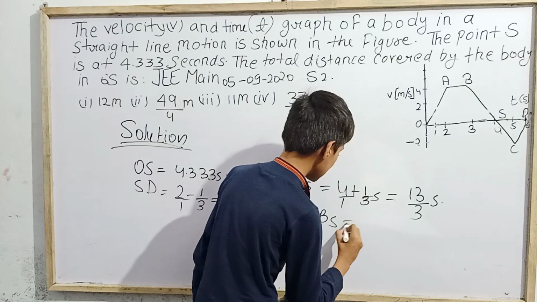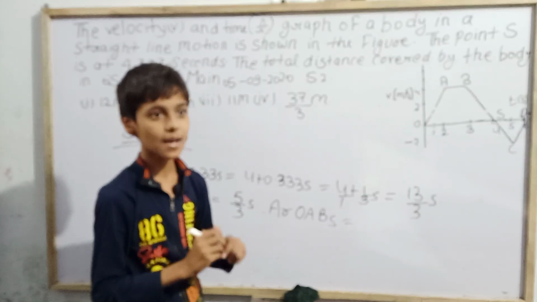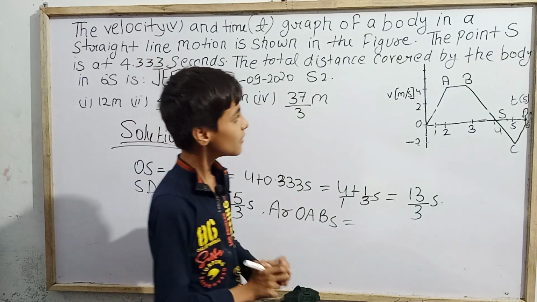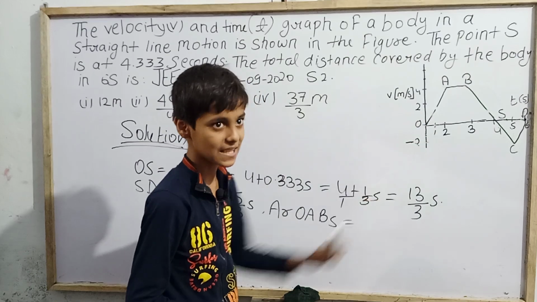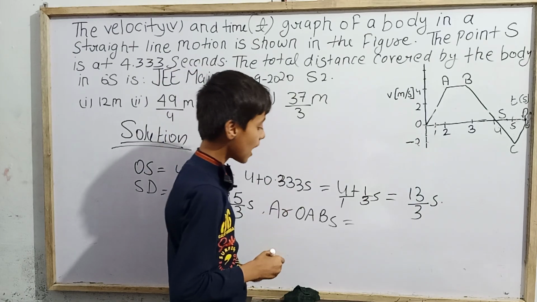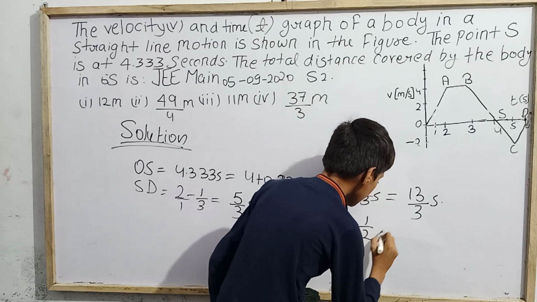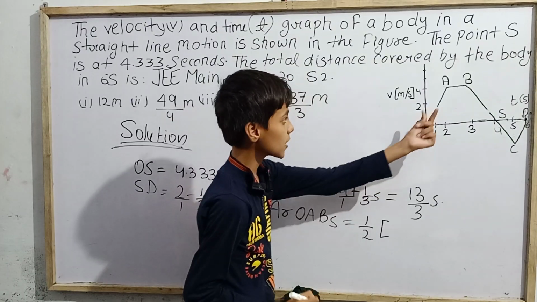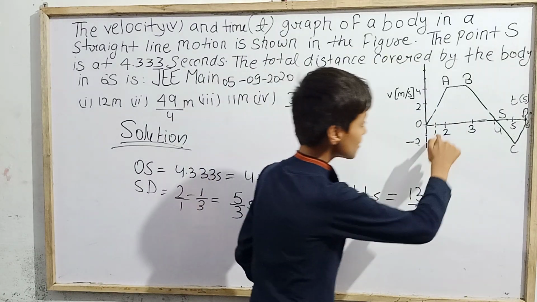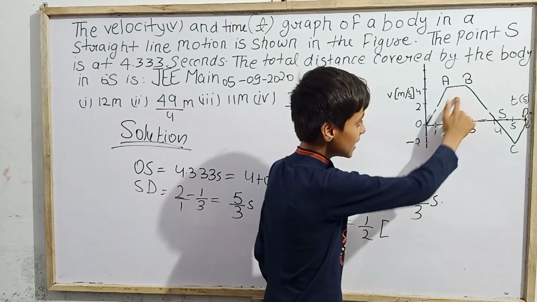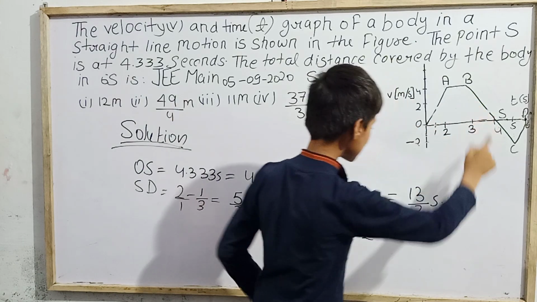Area of OABS is equal to half into sum of parallel sides into height. Since it is a trapezium, this formula will be used. First of all, half into sum of parallel sides. What is the sum of our parallel sides? Since we know those two sides are parallel, their sum will be, okay, OS is equal to what?